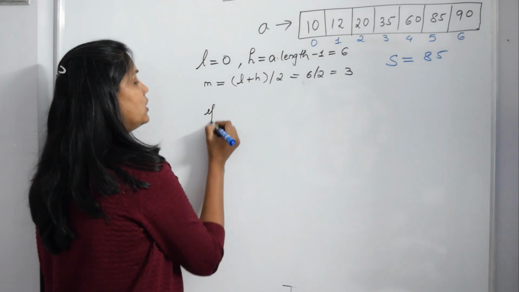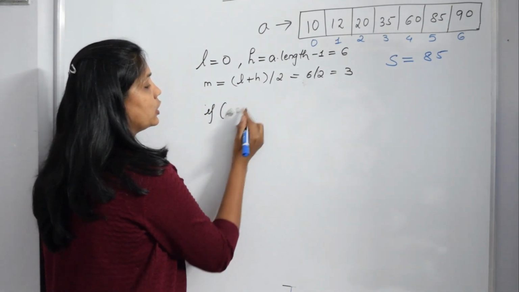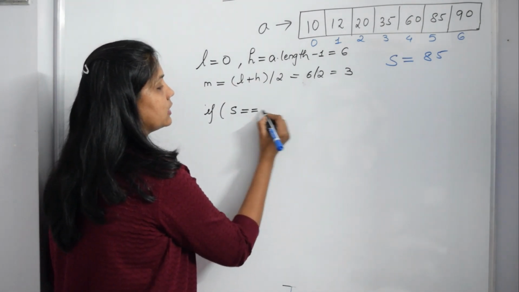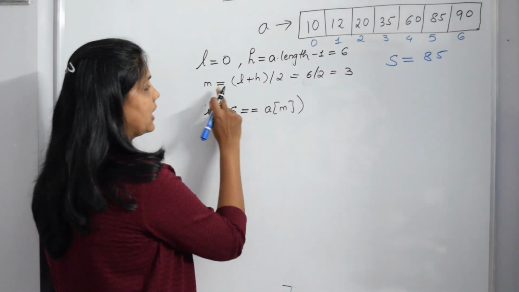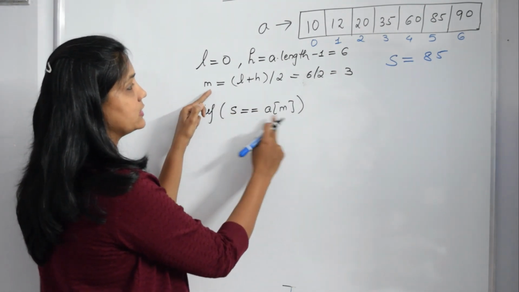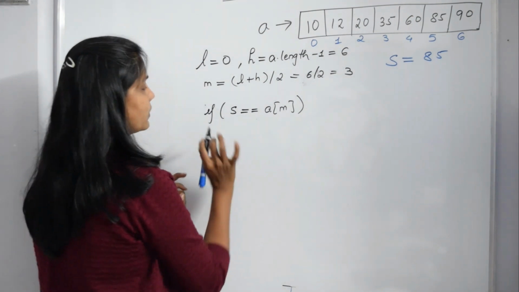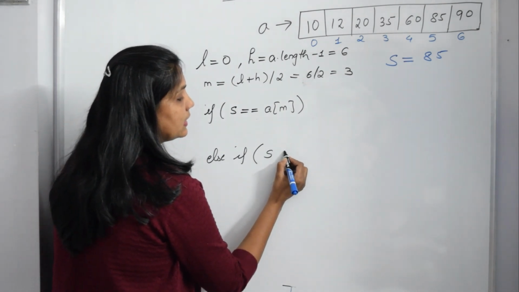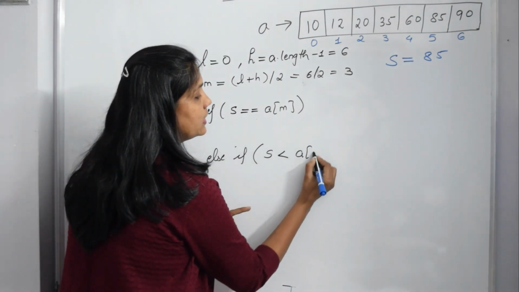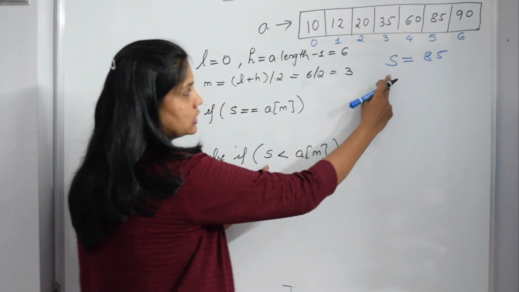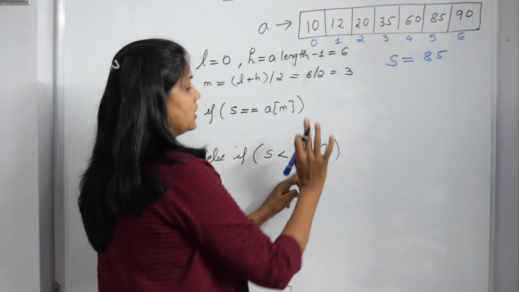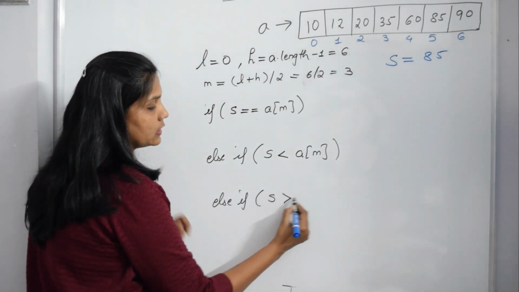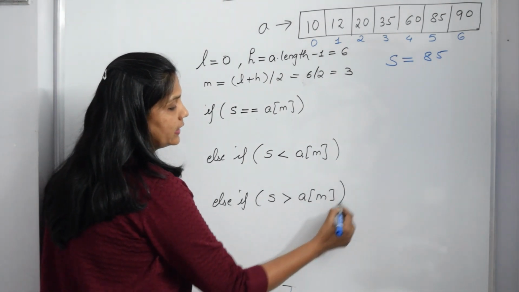So again you'll write the code. I'll say if the element to be searched is equal to the element at the middle index. Is 85 equal to the element at 3? No. We'll wait. Again we'll search. If the element to be searched is less than the value at M. The search element is 85. Is it less than this? No. We'll do nothing.